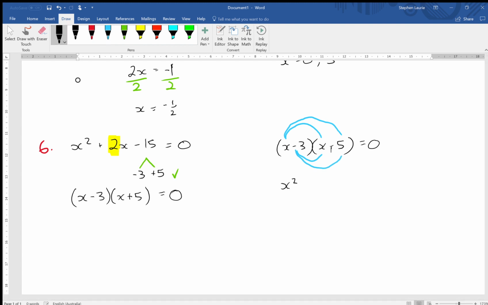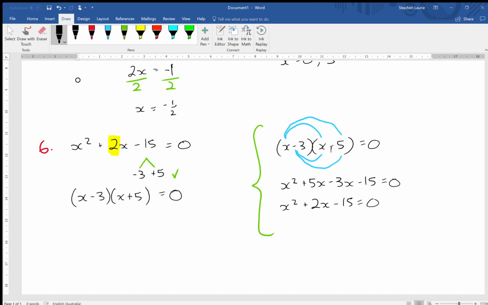We get x squared plus 5x minus 3x minus 15. And when we tidy up in the middle, 5x minus 3x is just 2x. So you can see that we got what we started with. So there's the expansion. All of that just shows why we can factorize like that.